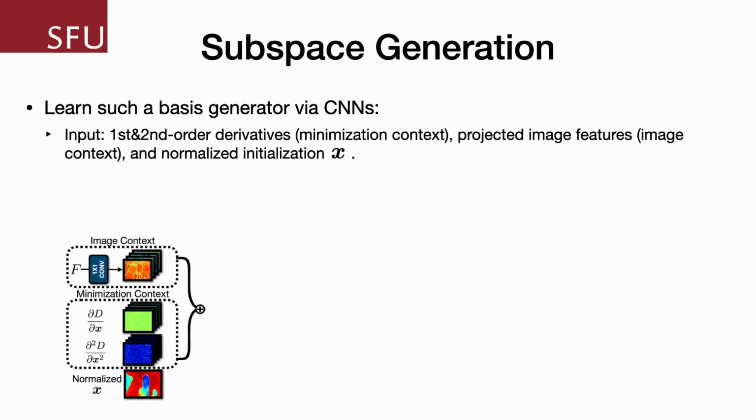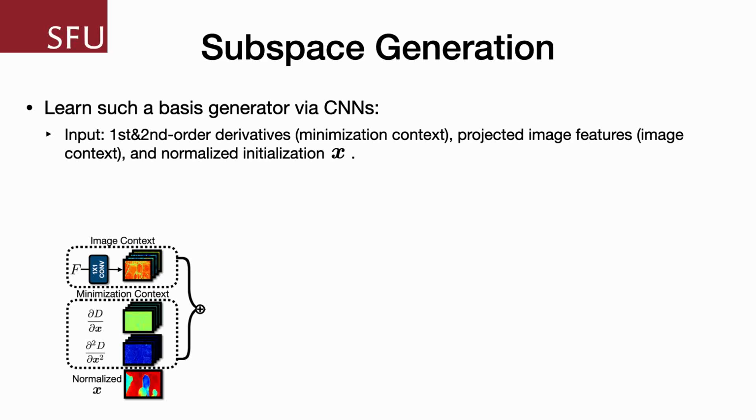We feed three kinds of information to the subspace generation networks. First is the derivatives of the data term at each pixel. Second is the downsampled image features from the feature pyramid. And the third is a normalized rough solution, which can be 0 at the beginning of the process, or from the last iteration's output during the process.